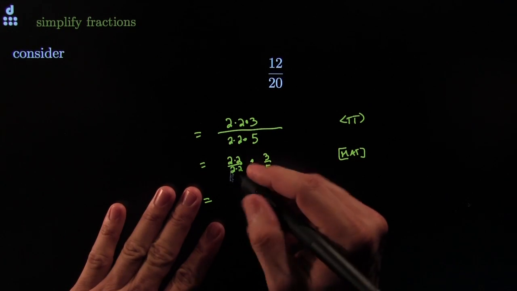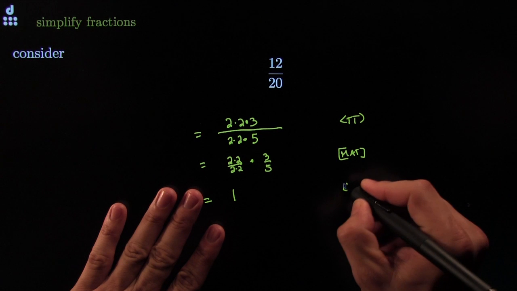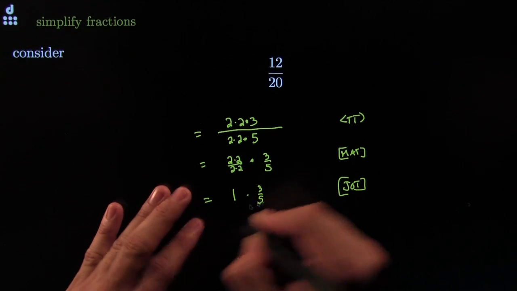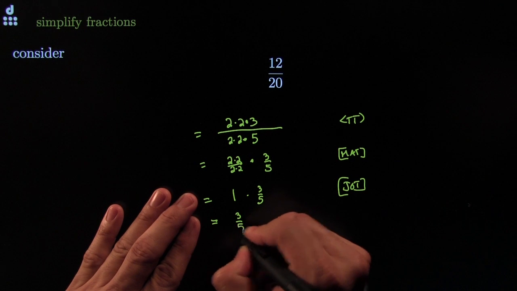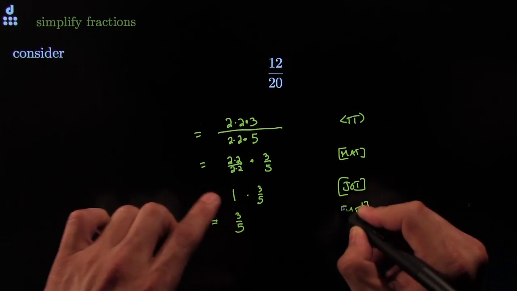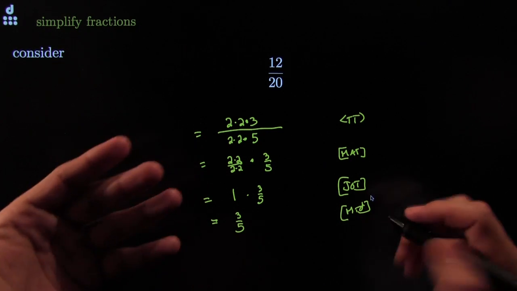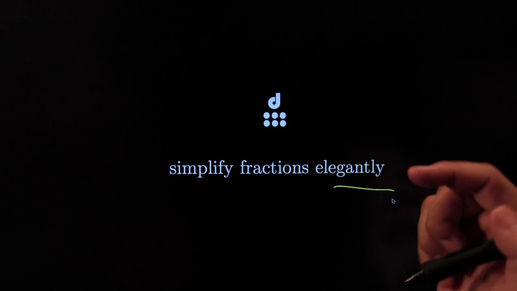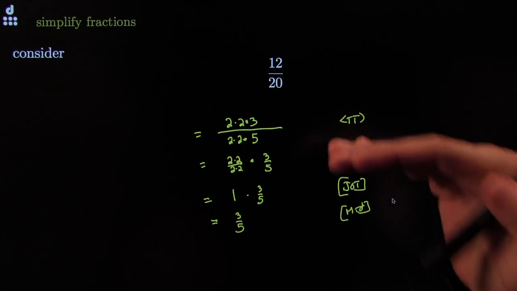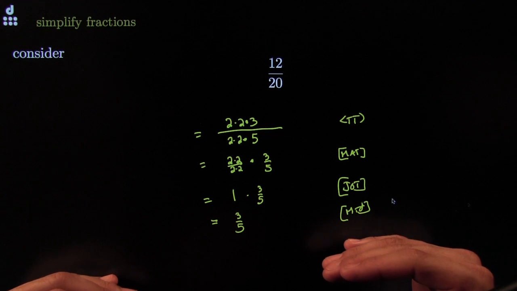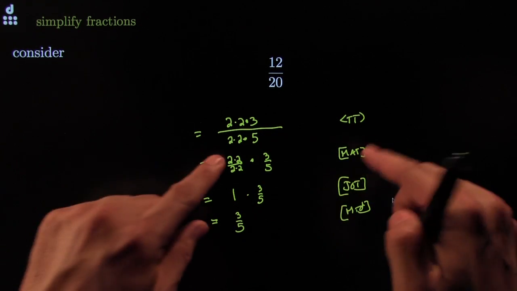And so this becomes 1 by the just 1 theorem. 1 times 3 over 5. And of course that becomes 3 over 5. By the multiplicative identity, the 1 does nothing. And this, my friends, is how you simplify fractions elegantly. So perfect, step by step. Flawless reasoning, so beautiful. And the key here is math.